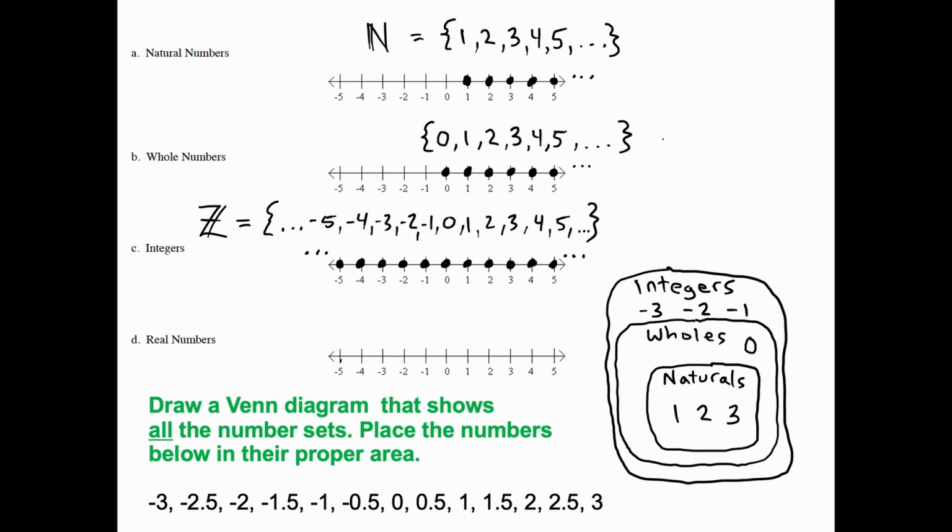Finally, that brings us to the real numbers. The real numbers have everything that the integers has and more. What else is there? Decimals and fractions. The real numbers are everywhere on the number line.